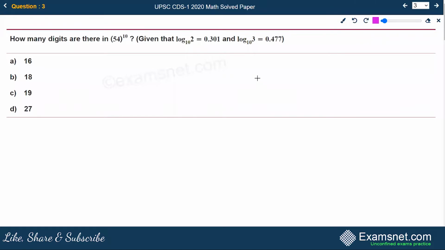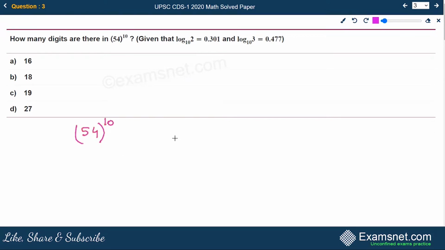In question number 3, we are asked how many digits there are in 54 to the power 10. There are some hints also given: log 2 to the base 10 is 0.301, and log 3 to the base 10 is 0.477. So we are asked to find the number of digits in the result of 54 to the power 10, correct?